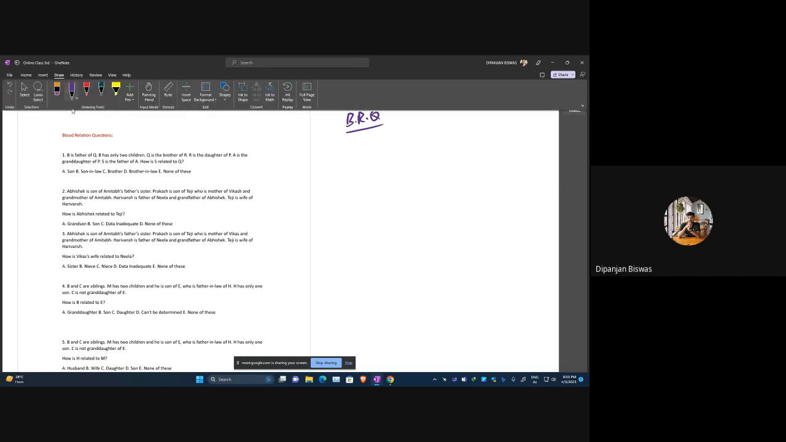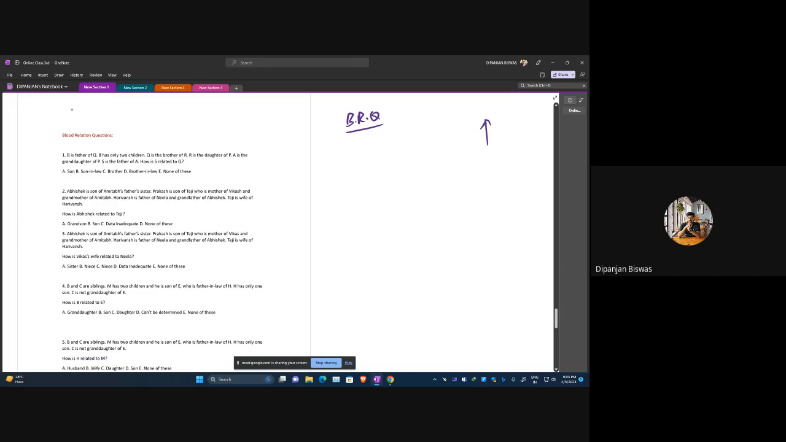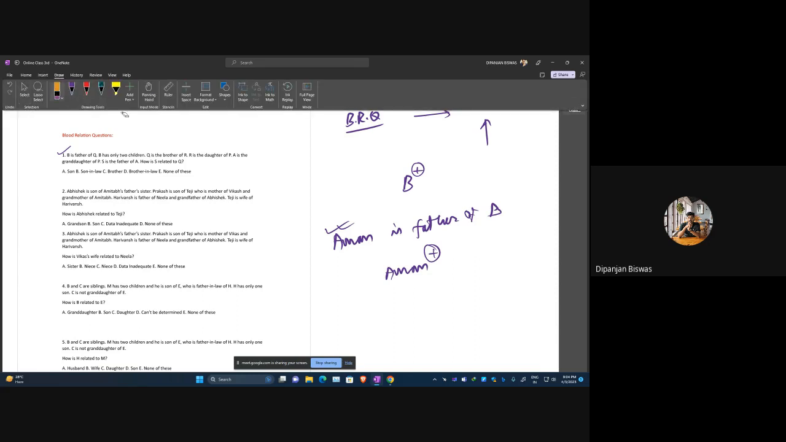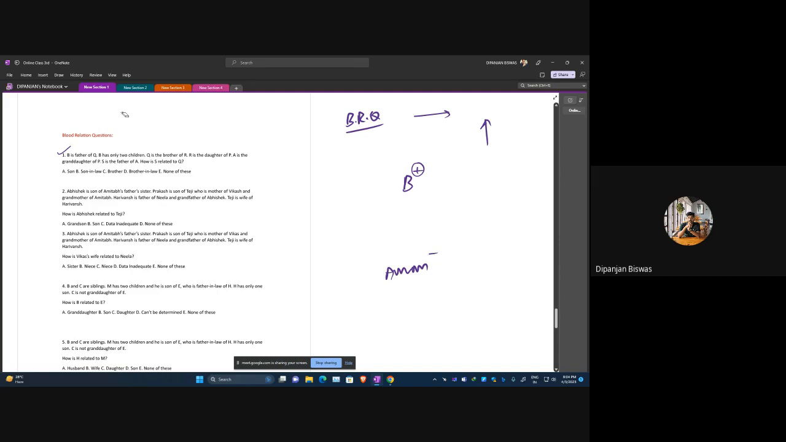Again, for change in generation, we'll be moving in vertical or downwards direction, and for same generation, we'll be moving horizontally. Taking the first question, B is father of Q. Only take the gender for the person that is given in the statement. Don't assume anything by yourself. Like, Aman is father of B. It was a statement, and you are thinking Aman is a male name, so let's take Aman as male gender. Don't do this. Just write the genders that are given in the statements. Don't write anything by yourself.